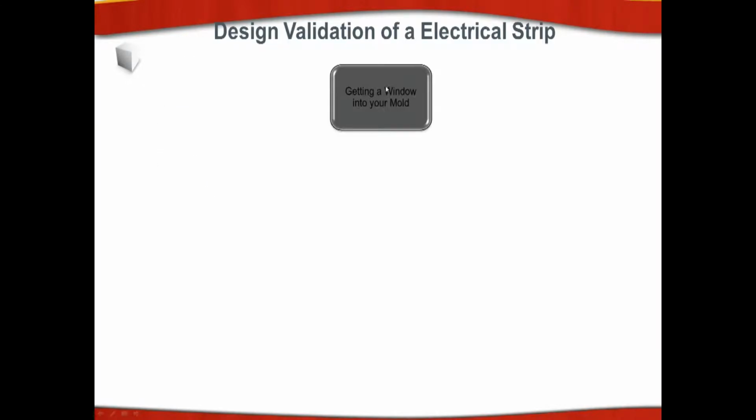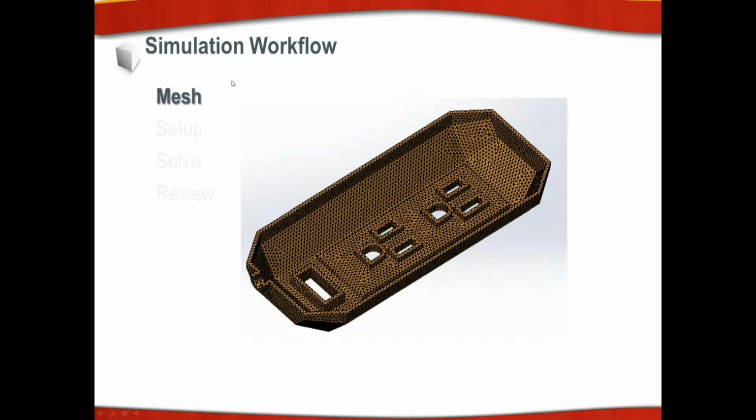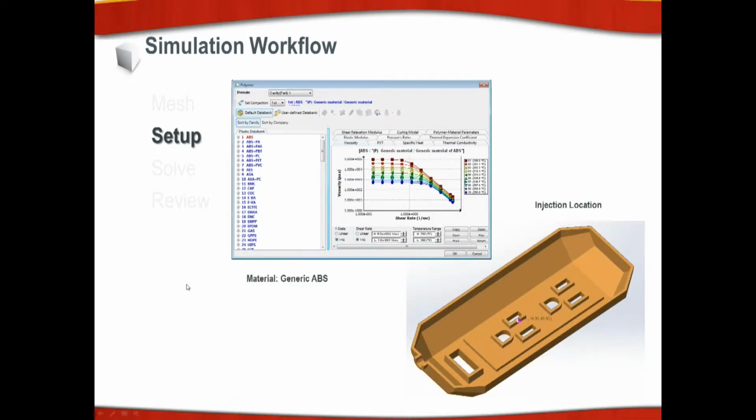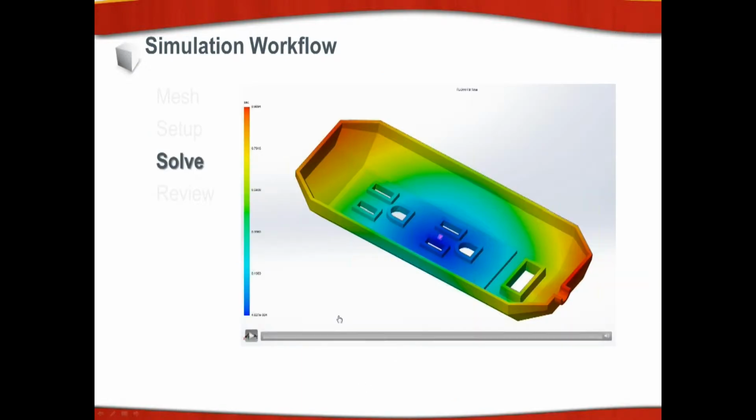All right, so getting a little window into your mold. This is the regular simulation workflow. We have to mesh the part. After we mesh it, we do a setup. We have to tell it what the actual material is. In this case, we're going to use a generic ABS. After that, we need to tell it where the ejection location is. We can have that done automatically, or we can just select a node on the mesh. And then we're going to solve it.